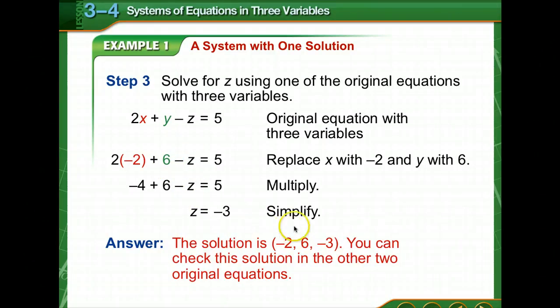So we write it in the format of the ordered triple x, y, z: negative 2, 6, negative 3. Now you can check this solution in the other 2 original equations. You need to check it in all 3 equations because a lot of times a solution will work with 2 of the equations but not the third one.